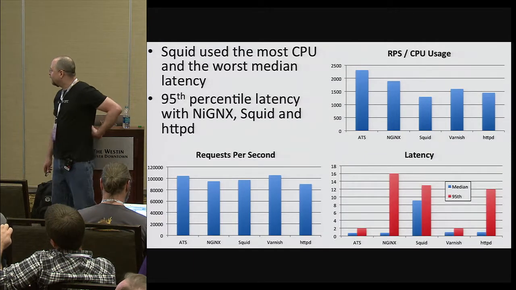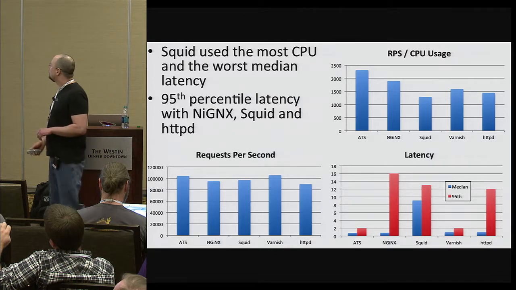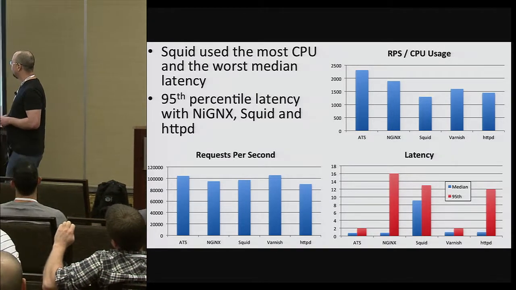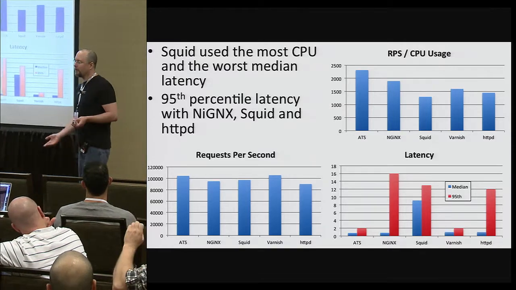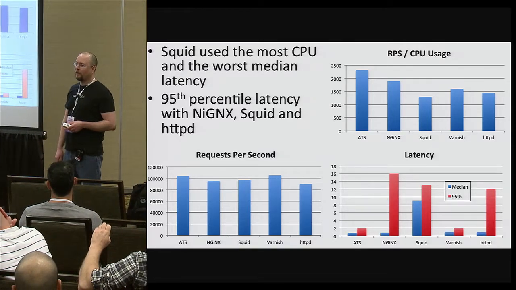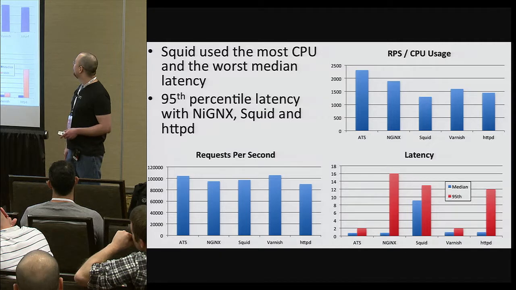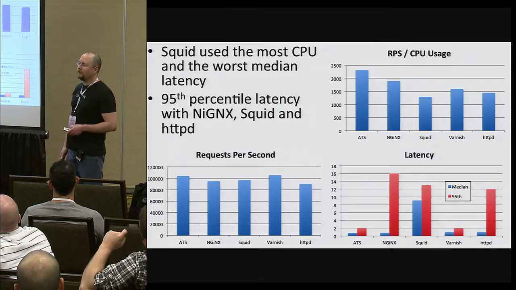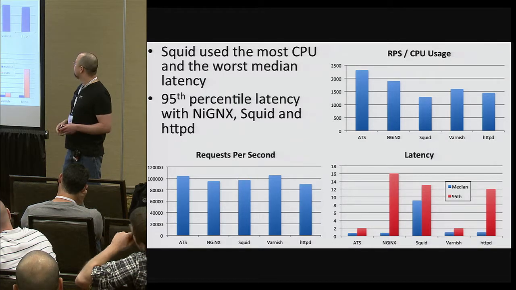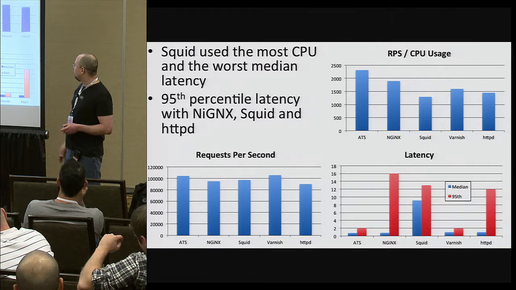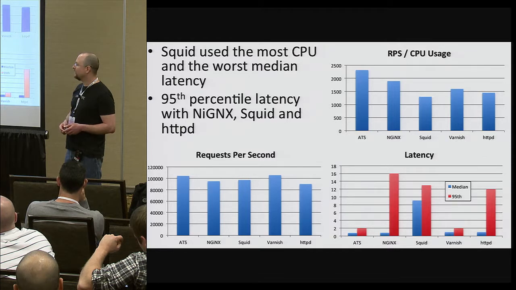So this is the results of the benchmark. The graph in the lower left is the throughput, how many requests per second. And they're all going to hit around 100,000 because it was rate limited to 100,000. And the upper right talks about basically how efficient the proxy servers are, how many requests per percentage of CPU. And the lower right is basically the latency.